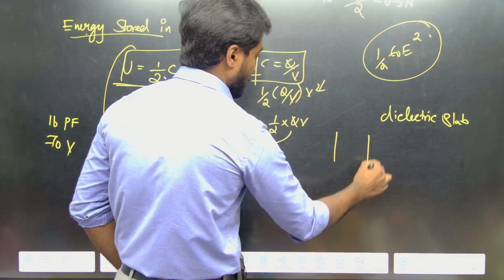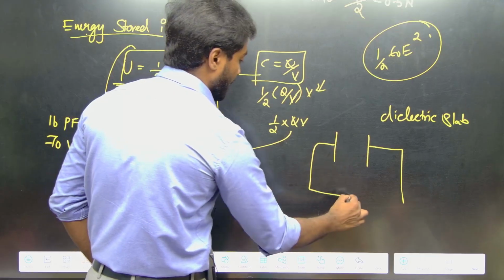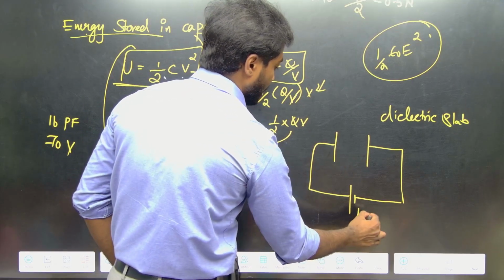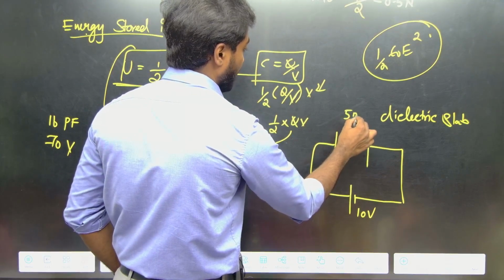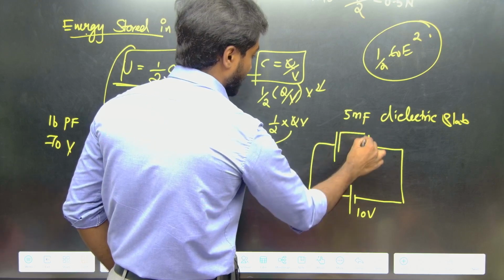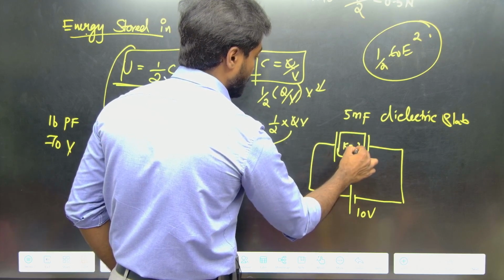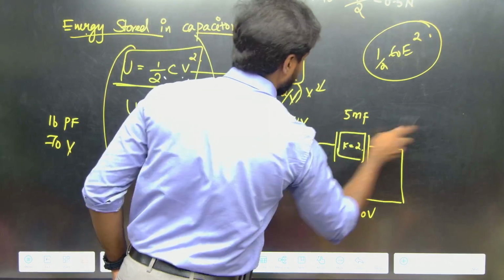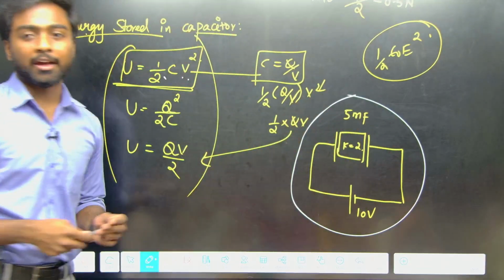So there is a capacitor which is connected to a battery of 10 volt. The capacitor is 10 microfarad. The dielectric slab is K equals 2. This is the diagram. Take the diagram.